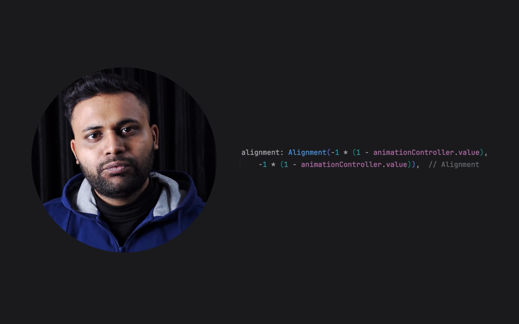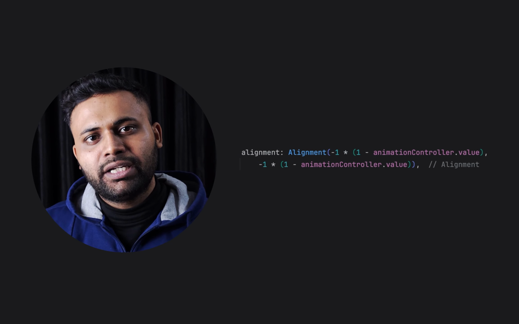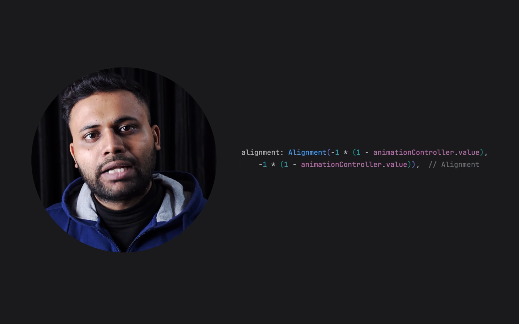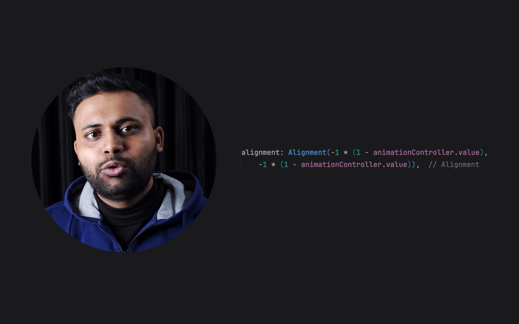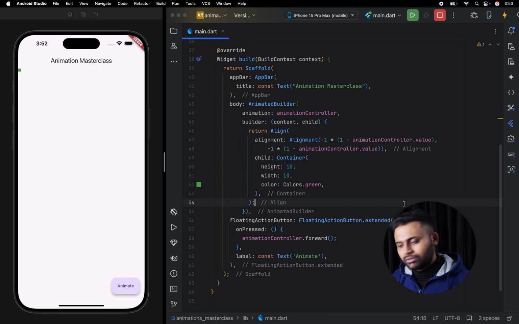In the previous video, we were calculating the alignment value by ourselves. Instead of calculating the value by ourselves, we can take help of Tween. Tween takes a beginning value and an ending value. Depending upon the value generated by the animation controller, Tween creates a new value for us and we consume that value. Let me show you in the code.